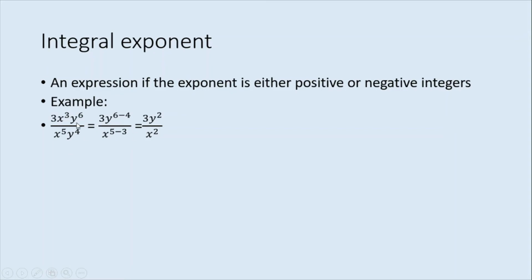And then for x and y, we apply the quotient of powers. Tingnan lang natin kung saan yung mas mataas na exponent. So, doon tayo magsasubtract. So, yung x sa baba, 5 minus 3, yung y sa taas. Kasi nandun yung 6 minus 4. The final answer is 3y squared over x squared. So, isasubtract lang natin yung exponent.